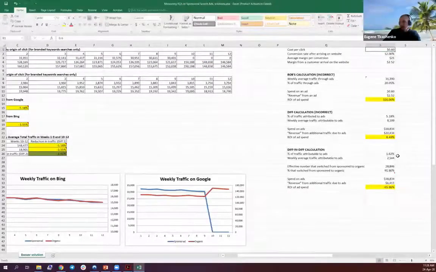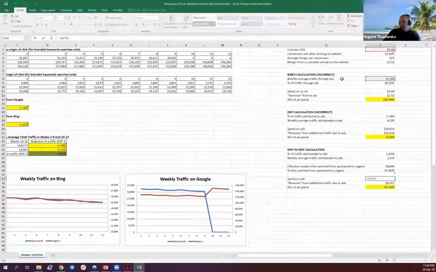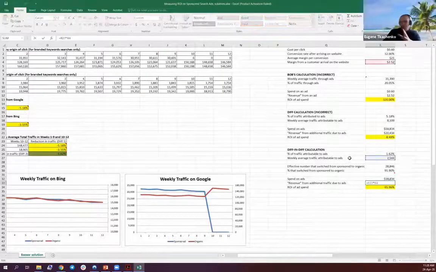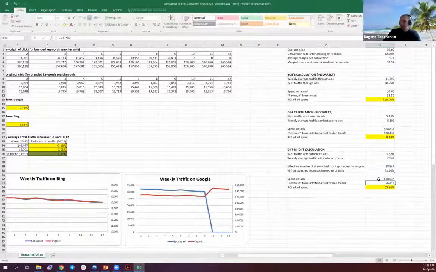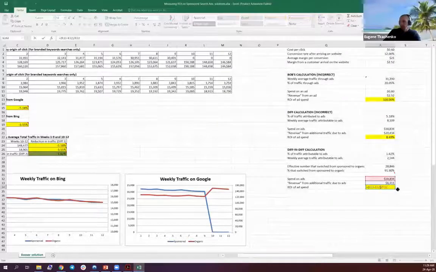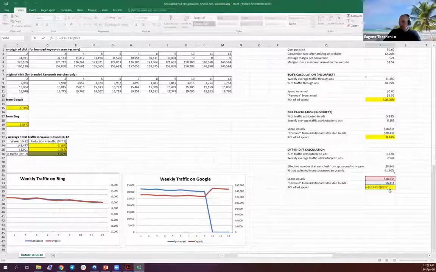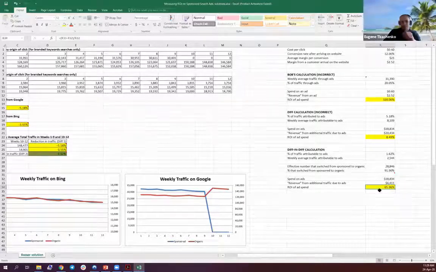So when we were calculating the spend on ads, we were taking the weekly average traffic through ads and calculating per cost per click. And the revenue was calculated based on the weekly average traffic attributed to ads. So we have the same granularity, weekly, and the margin from the customer arrival to the website of $2.52. Therefore, we just subtracted these numbers and divided by spend on ads in order to get the desired number.